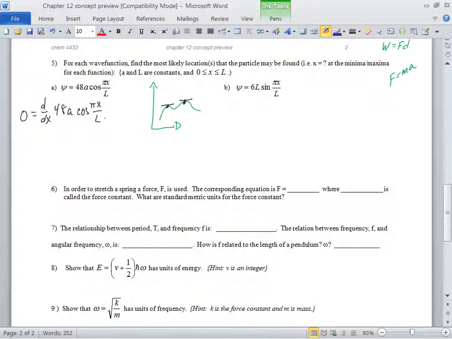What's this A doing in there? Just chilling. Is it a variable? It's a constant, some number. Who knows what it's even doing in there. And then the L? The length of the box. So again, another number.